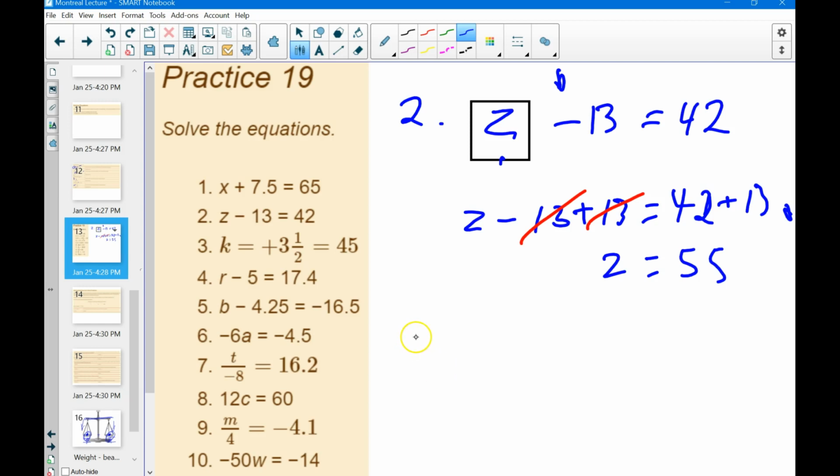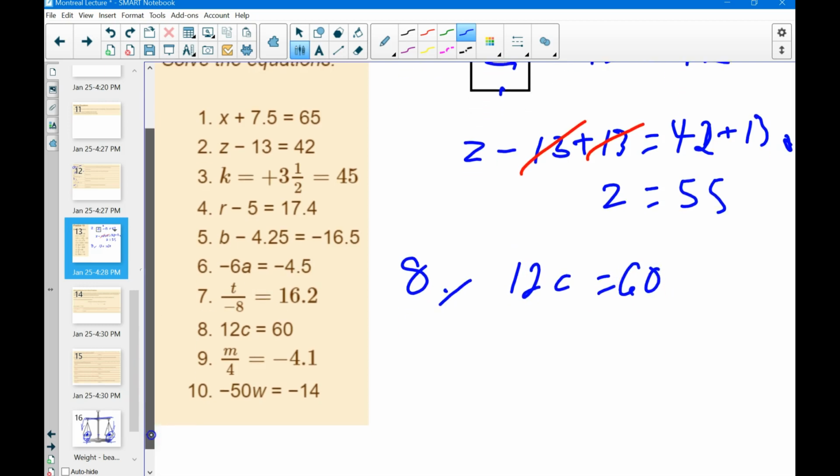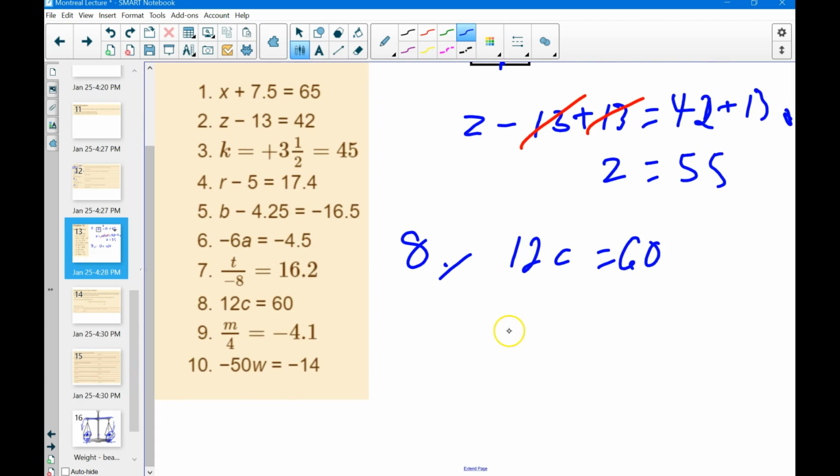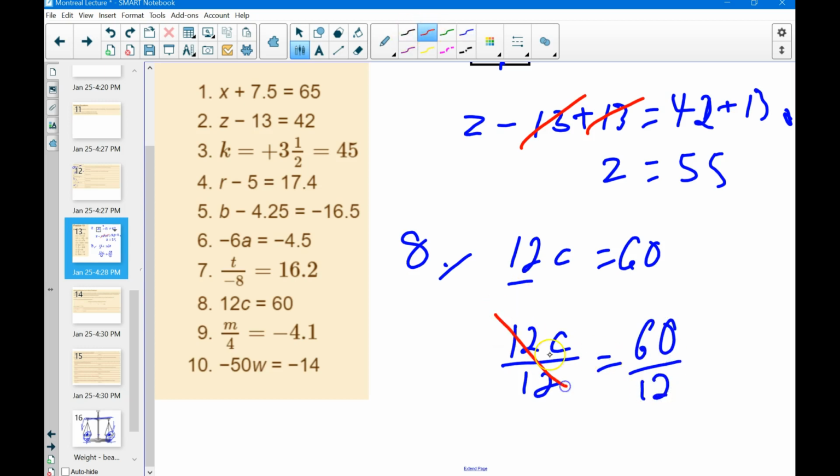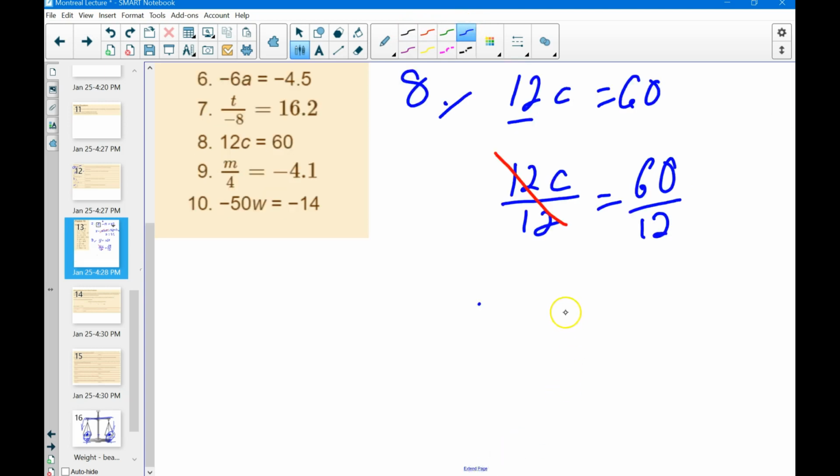Number 8. As we can see, you have 12c equals 60. We need to get the c by itself, so in order to do that, we have to divide by the coefficient number. So I have 12c divided by 12, that equals 60 divided by 12. You can now see that these 12s cancel out, and I have c is going to be equal to 5.